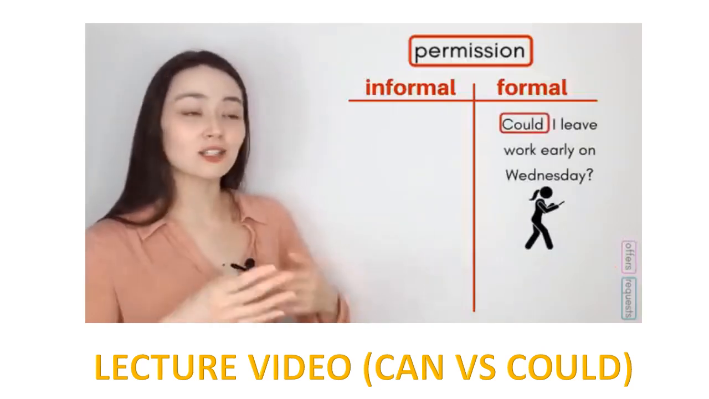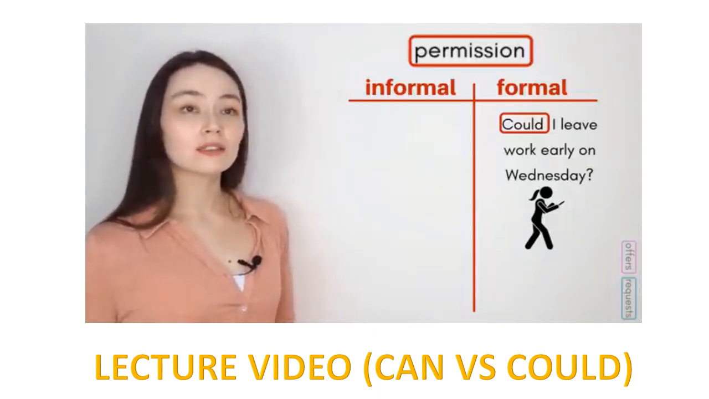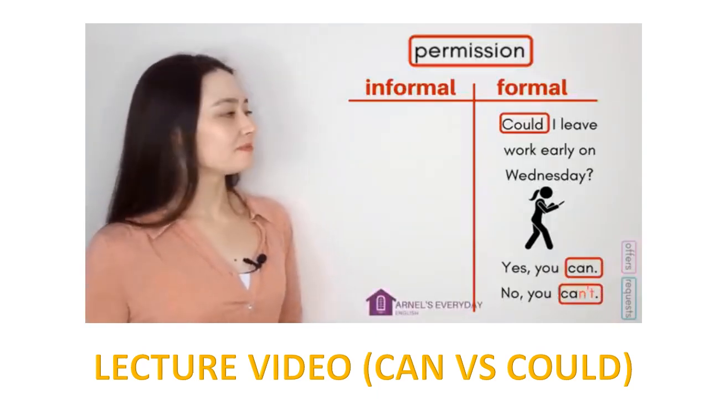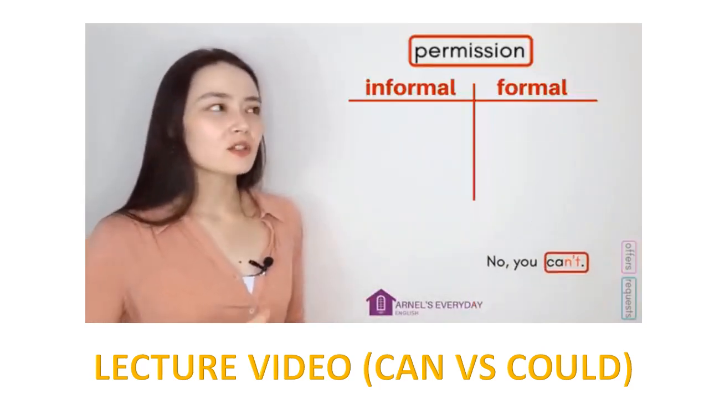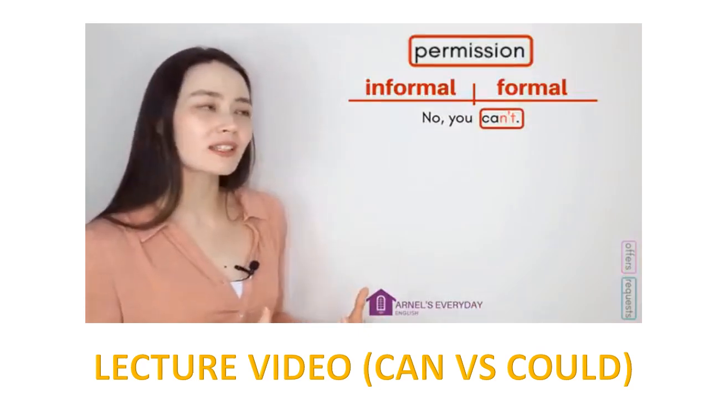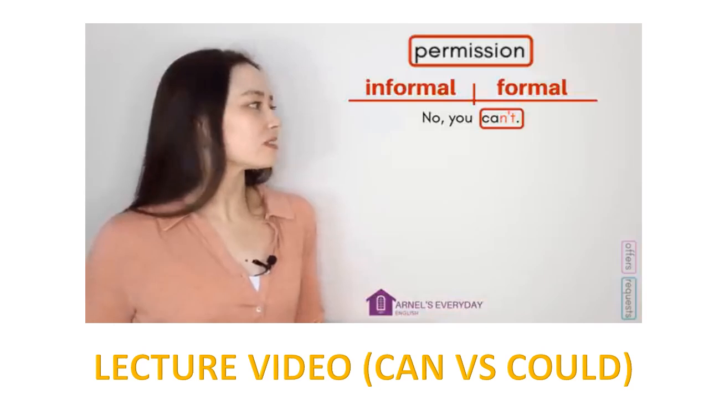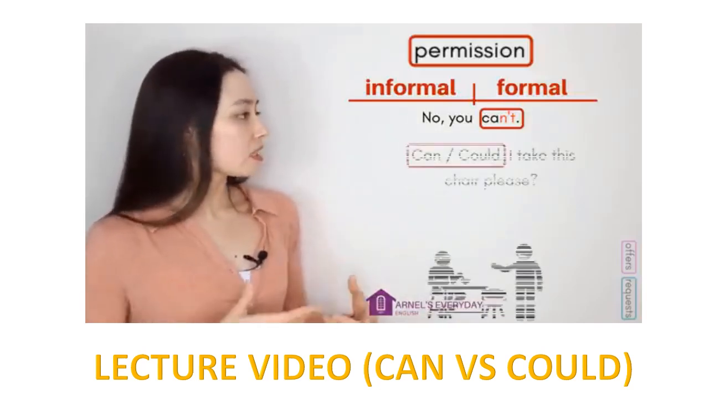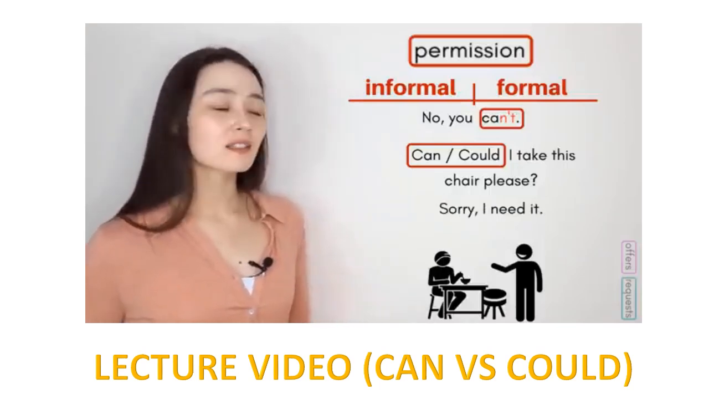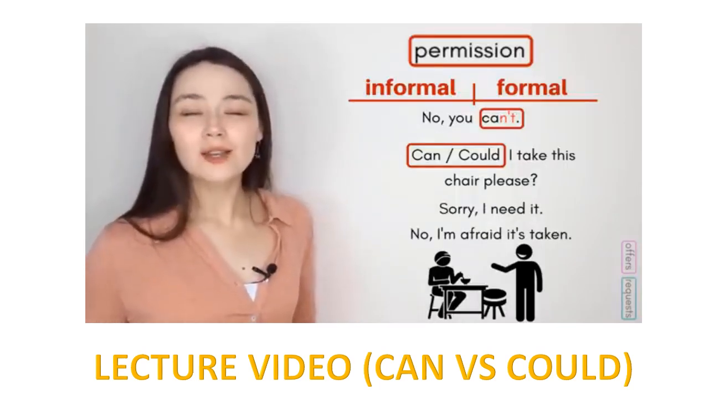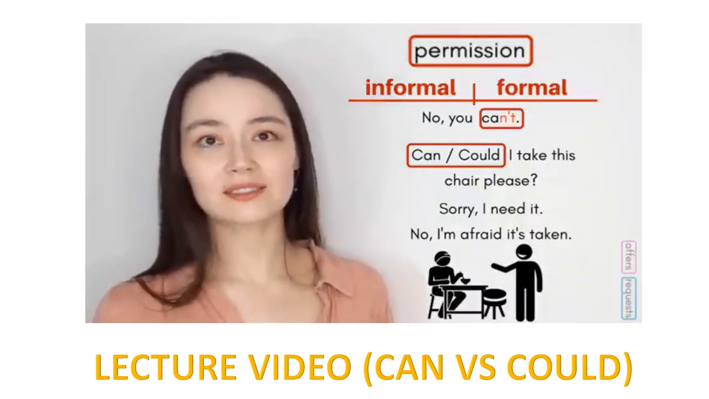Imagine you message your boss and you write, could I leave work early on Wednesday? Yes, you can. No, you can't. Okay, normally when we refuse permission, we don't say, no, you can't. It's grammatically correct, but it's very direct. We would usually explain why something isn't allowed. Excuse me, can I take this chair? Sorry, I need it. No, I'm afraid it's taken. We would be a little bit softer. We wouldn't really say, no, you can't.